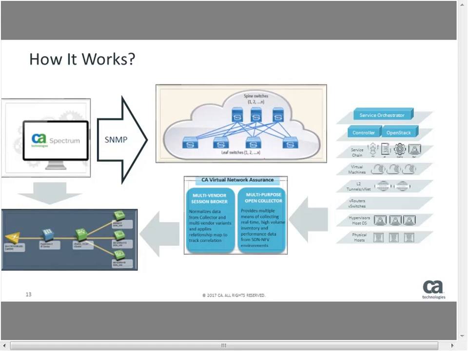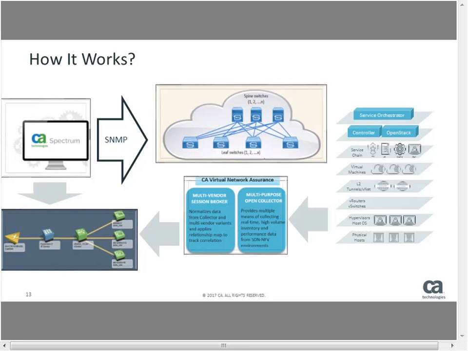Okay. This is where VNA comes into the picture. It will talk to the controller. It will get your underlying inventory like your VNFs, your virtual machines, the relationship between those elements, your virtual networks and routers. It gets the relationship status and the performance status, normalizes that data and feeds it into Spectrum. And then Spectrum stitches all the data from physical and virtual and gives you a complete end-to-end view of how your physical and virtual network infrastructure are interconnected to each other.